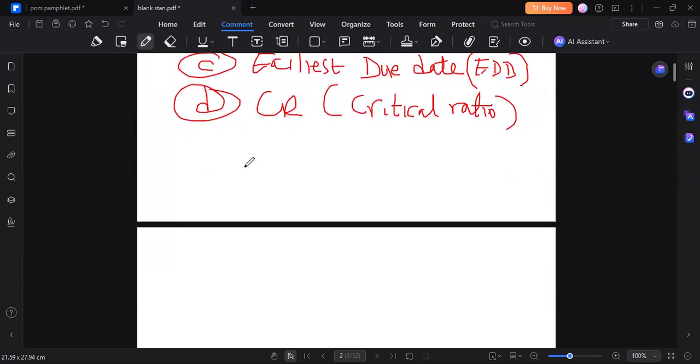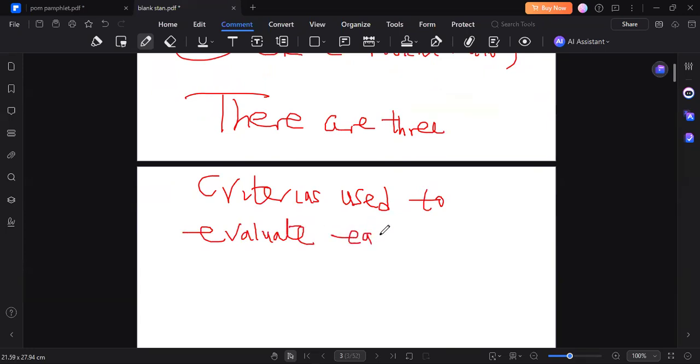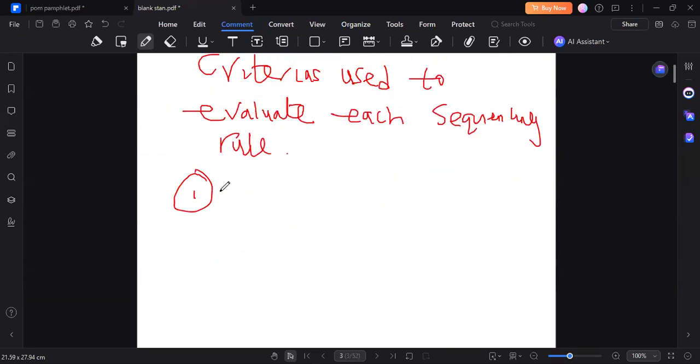Now, there are three criteria used to evaluate each sequencing rule. To evaluate each sequencing rule, there are three criteria. The first criteria is average flow time.